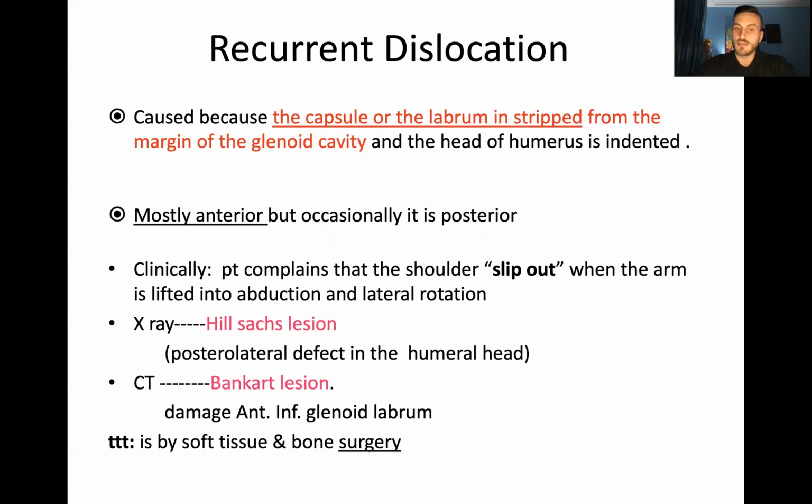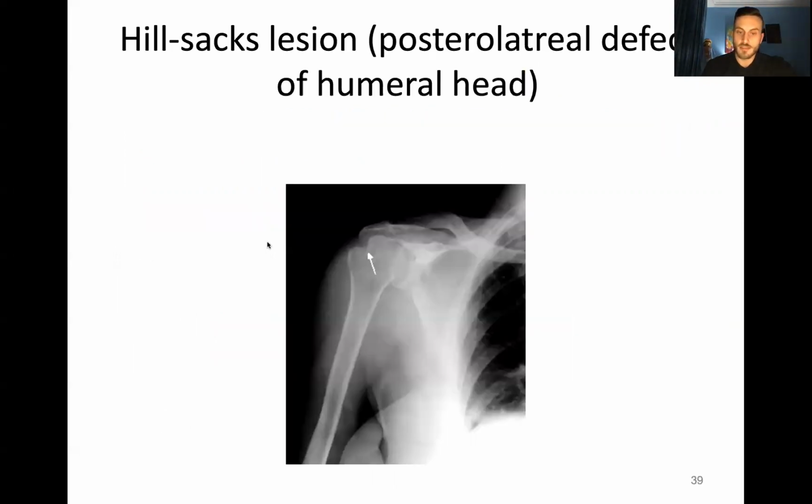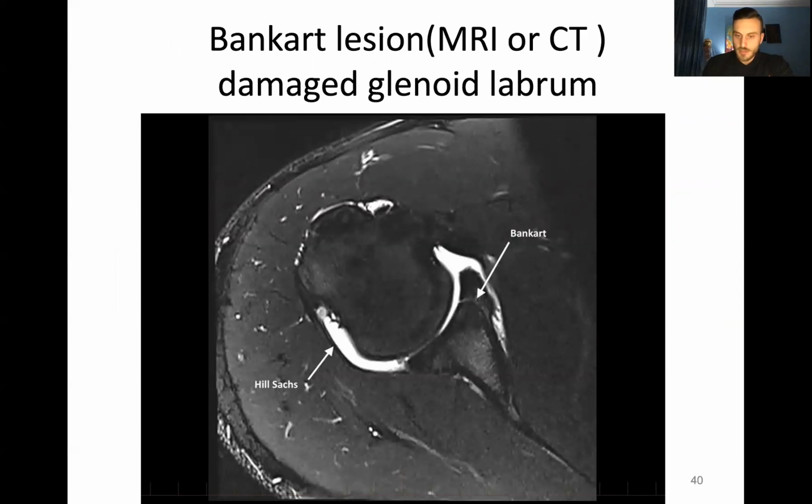You can see on X-ray the Hill-Sachs lesion and the Bankart lesion. What are Hill-Sachs and Bankart? Because of the recurrent dislocation, the bone and the labrum get injured. You can see it on X-ray in here. This is called the Hill-Sachs lesion, on the posterior superior humeral head. And on CT scan, you can see the Bankart lesion. You can see here the Bankart lesion, and this is the Hill-Sachs. Posterior superior for the Hill-Sachs, and anterior inferior for the Bankart.